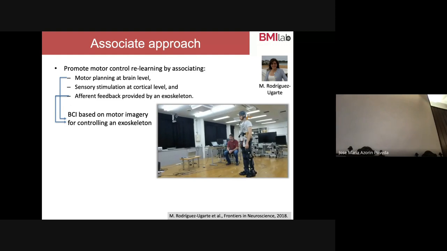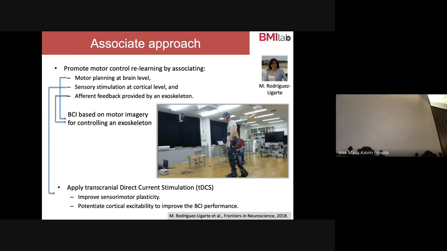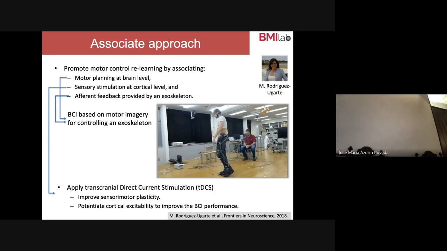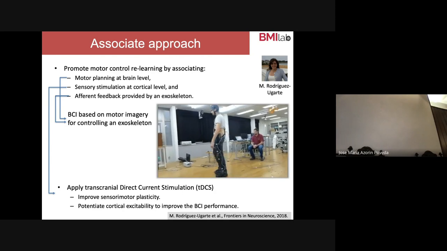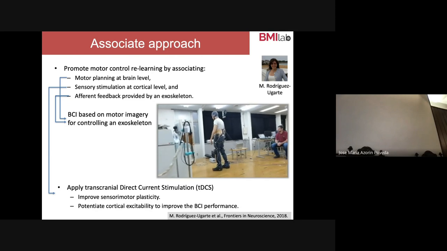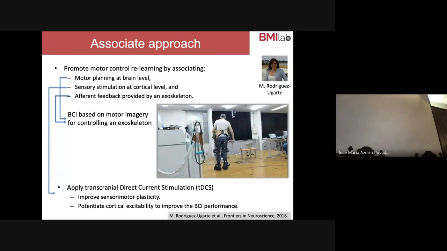But on the other hand, we developed a strategy for stimulating the brain. We developed a strategy based on transcranial direct current stimulation, tDCS, in order to stimulate the brain by applying a very, very small electrical current. When we apply tDCS, we try to improve the sensorimotor plasticity of the brain, but also we try to improve the quality of the signals that are being used for registering the brain activity of the person.